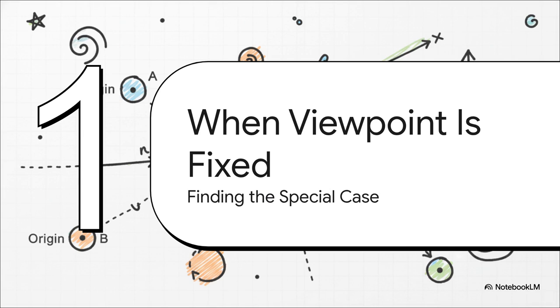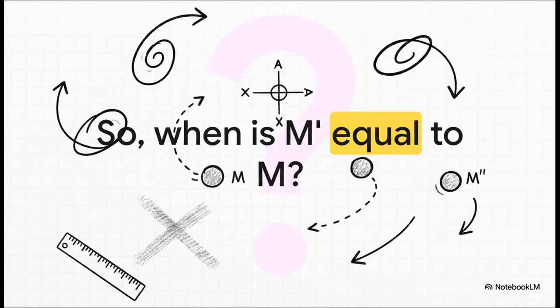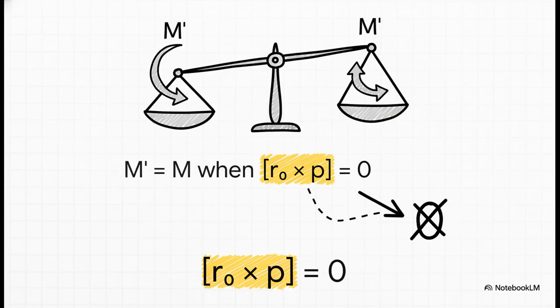What special conditions have to be met for m prime to be the exact same as m, no matter where we decide to stand? Let's just look at the tool we just built. We want the new guy, m prime, to be identical to the old guy, m. So what part of that equation has to just disappear for that to be true? Yep, you got it. For m prime to equal m, that whole correction term, the cross product of r naught and p, has to be 0. It has to completely vanish.